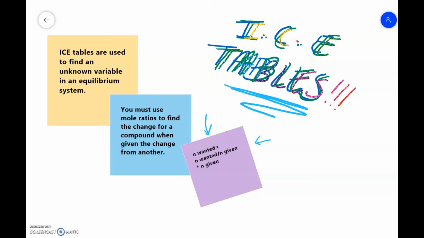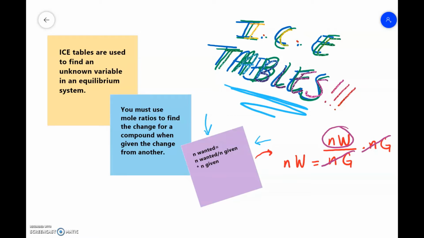You must use mole ratios to find the change for a compound when given the change for another. And just a reminder of what the mole ratio is, it is n wanted equals n wanted divided by n given, multiplied by n given. This way, the n wanted is going to be W here, n given is going to be G over n wanted multiplied by nG. Right now I'm just rewriting whatever I wrote here in words, so I'm just showing you how this works. We are left over with n wanted, which is the wanted value, by dividing these two. That is how our mole ratio works.